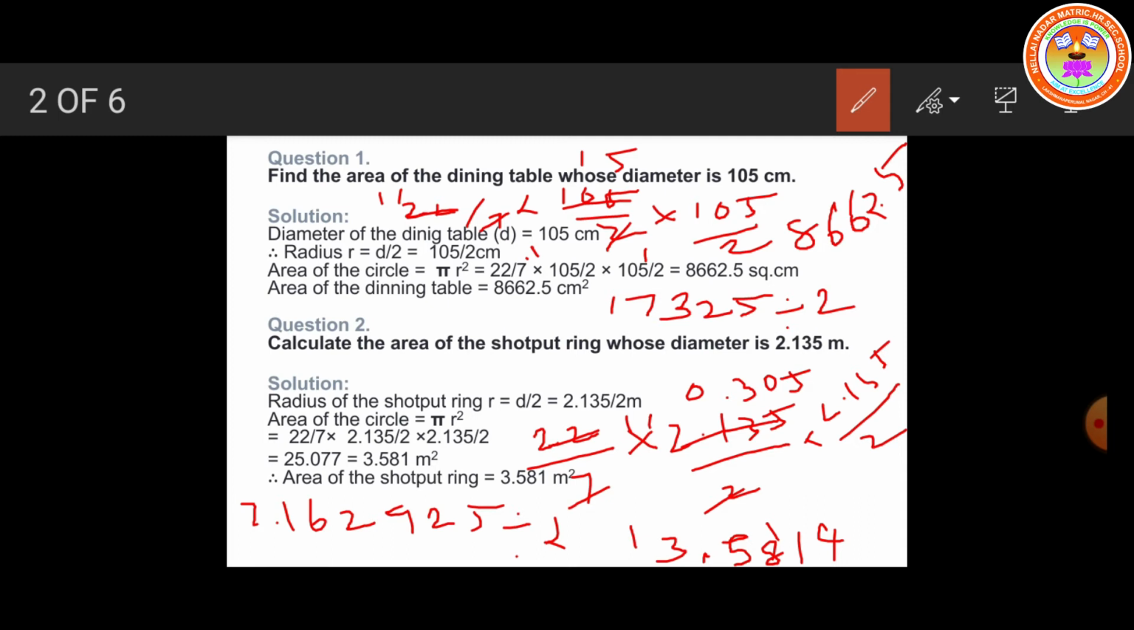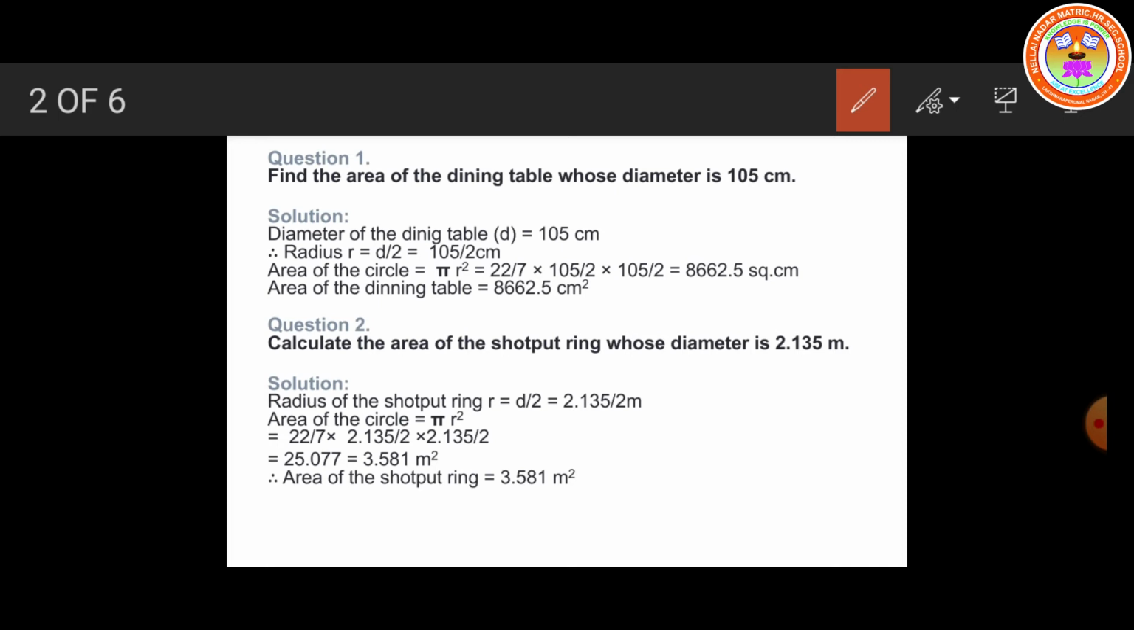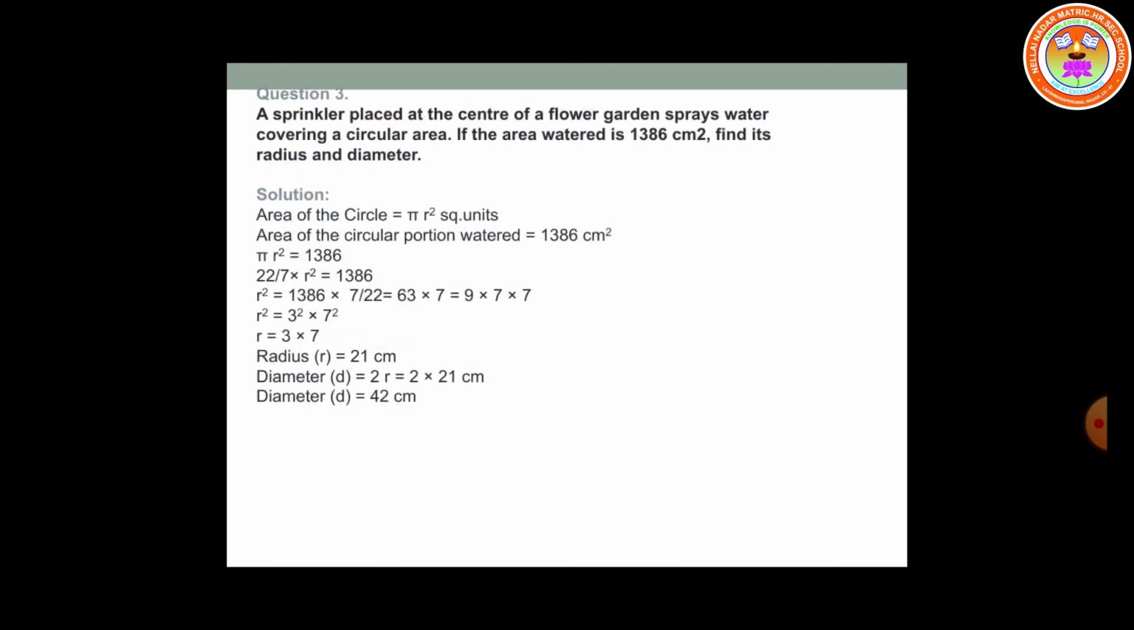Say yes or no? Yes. We are going to move on to the next question, the third question. The sprinkler placed at the center of a flower garden sprays water covering a circular area. If the area watered is 1386 centimeters square, find its radius and diameter.